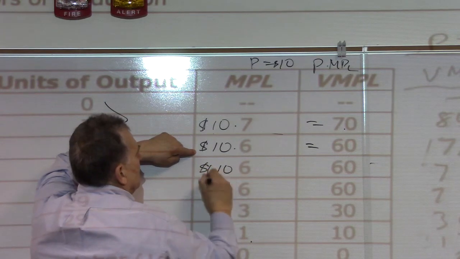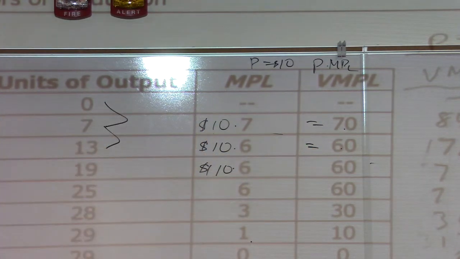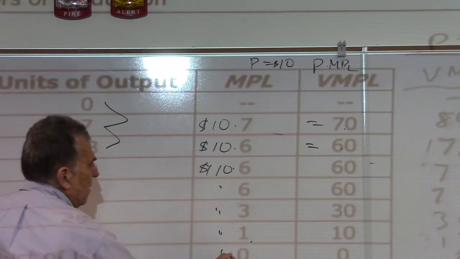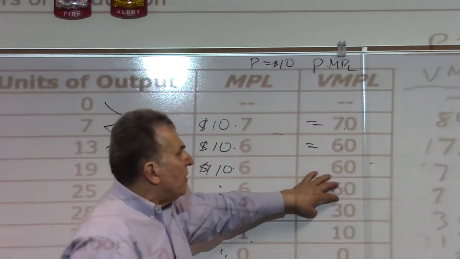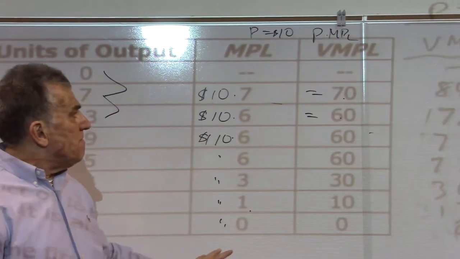$10 times 6. Notice the productivity. This is rather unusual, where the productivity of these 3 labor units stays the same. Normally it's always decreasing, okay? On and on. Always $10, $10. Here's the value of marginal product. This is the firm's demand for labor.